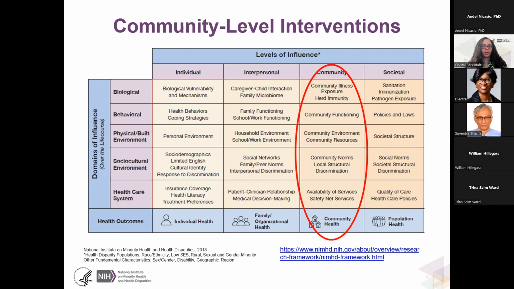Of relevance to this webinar is the community level of influence. Community-level interventions might focus on types of determinants such as those listed under the community level of influence. For example, community illness, community functioning, community environment, community resources, community norms, local structures or policies, and availability of services or safety net services. So hopefully this gives you some ideas about what we're talking about when we reference community-level determinants.